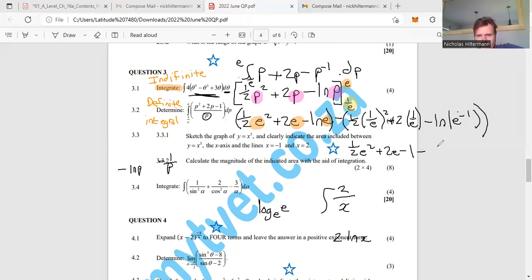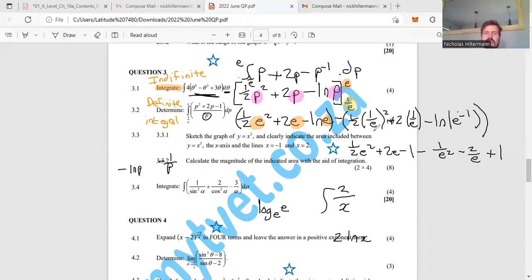Minus 1 over e squared plus, so minus 2 over e, and this ends up becoming plus 1 because ln e to the minus 1, you're using your exponent laws. The minus 1 goes to the front, and so it becomes minus 1 times 1 is plus 1. So this ends up becoming minus 1, plus 1.